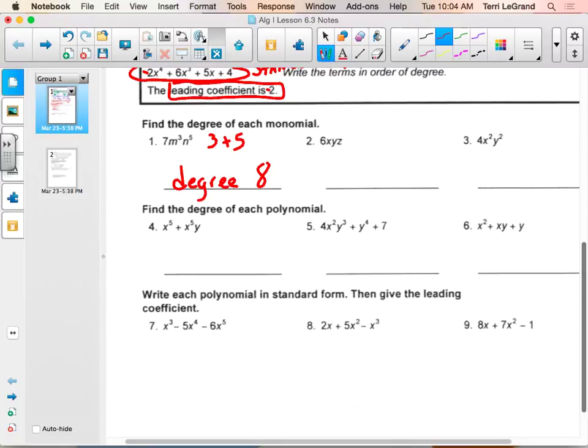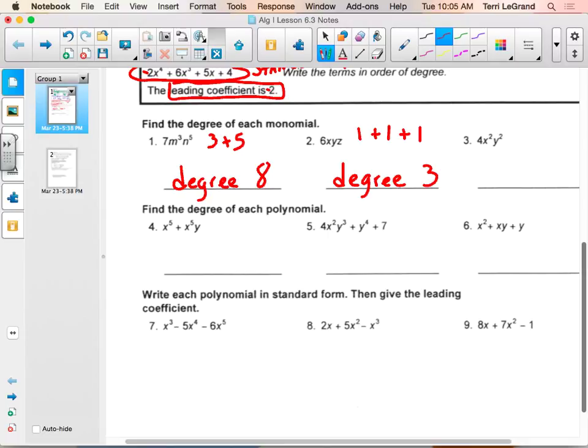Okay, what's the degree of number 2? 6xyz. What's its degree? 3, because we have x to the 1st power, y to the 1st power, z to the 1st power. And what would 6 be? What power is that to? 0. To the 0 power, because what did we take the powers from? The variable parts. There's really not a variable on 6, so we would say it's a degree 0. So we have degree 3 here. 1 plus 1 plus 1 is 3. Okay, and the last one, 4x squared, y squared.